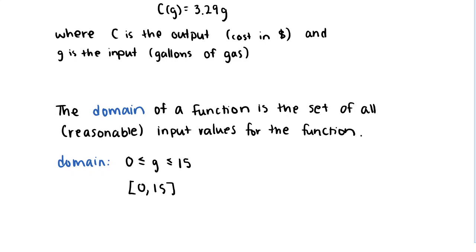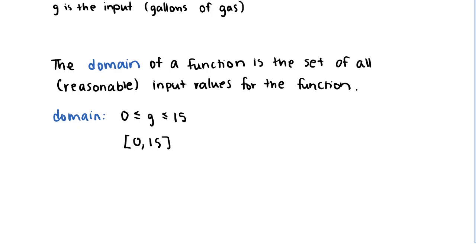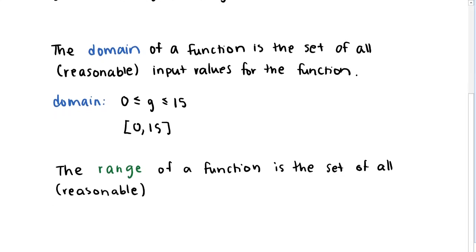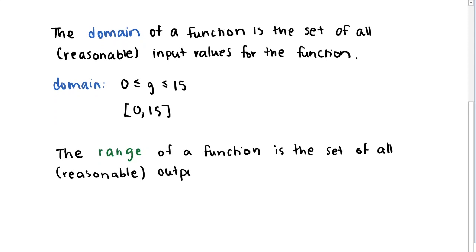And there's an analogous idea, but for outputs of a function. The range is what we call that idea. The range of a function is the set of all reasonable output values for a function.